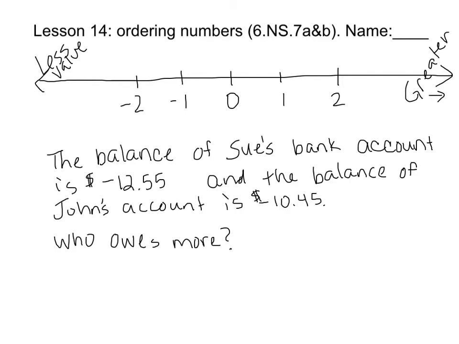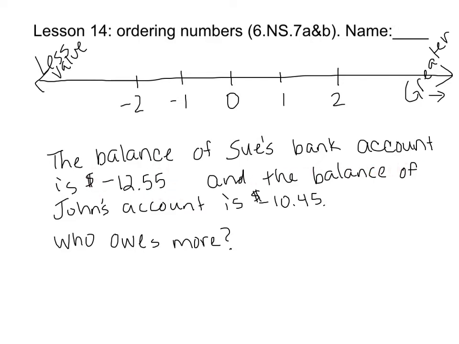So let's use that knowledge in context for this problem. The balance of Sue's bank account. Remember, balance, when we're talking about a bank account, means how much is there. So how much is in Sue's bank account? The balance of Sue's bank account is negative $12.55. Negative. That means she owes the bank $12.55. She spent $12.55 more than she had. So she owes the bank.